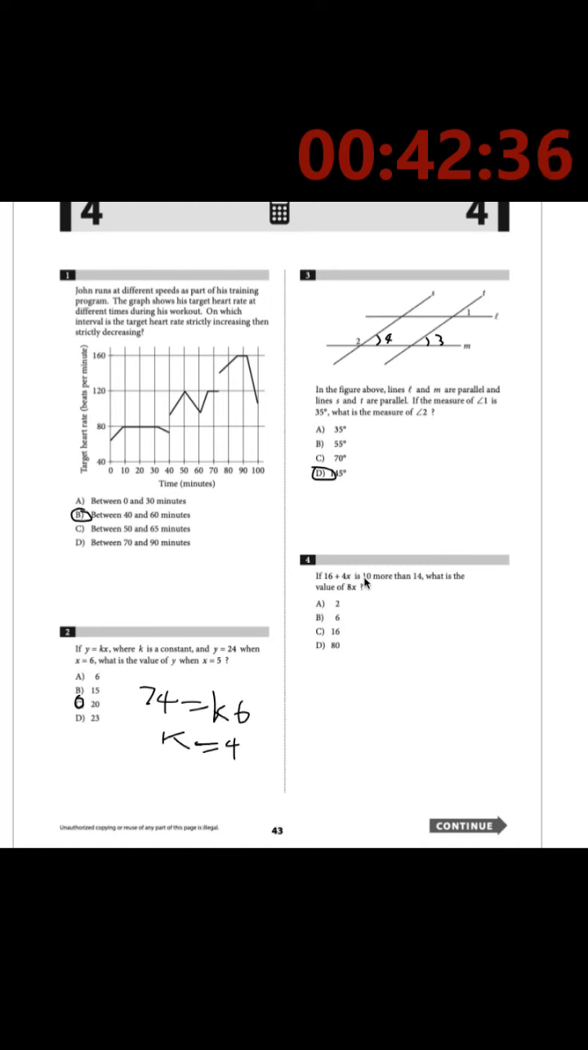If 16 plus 4x is 10 more than 24, what is the value of 8x? Okay, what this is saying is 16 plus 4x equals 24, and that means 4x equals 24 minus 16, which is 8. And then if you double this to become 8x, it would equal 16, which is C.